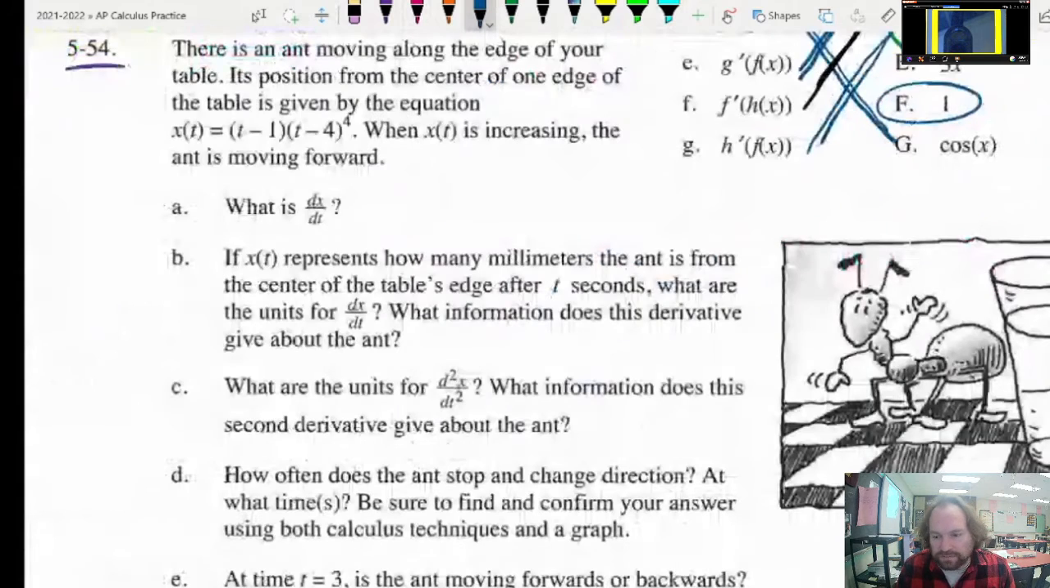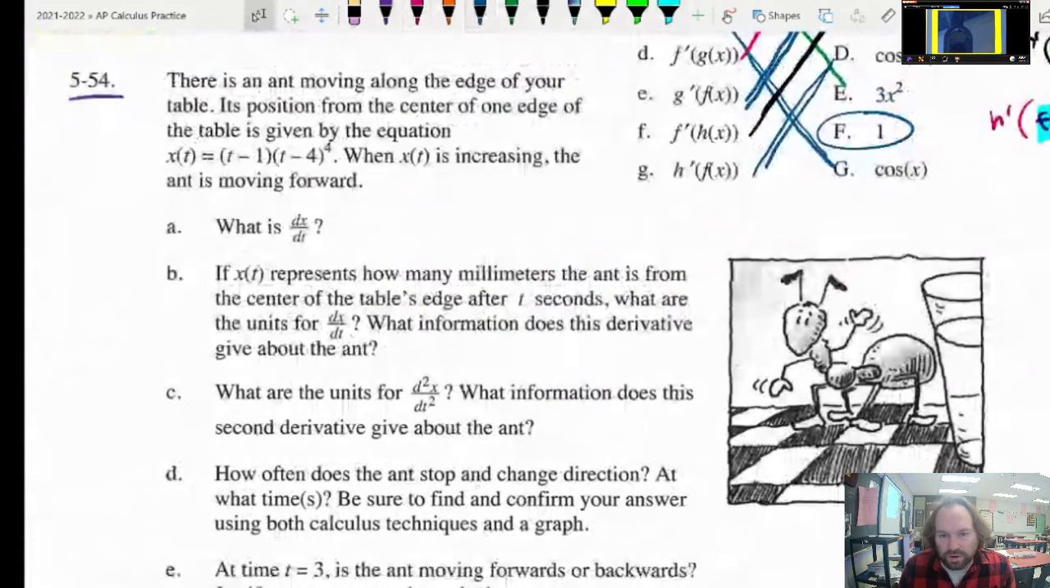Okay, 554, we got ourselves one of these walking bug problems. We have an ant moving along the edge of the table. Its position from the center of one edge is given by the function x of t. When x of t is increasing, the ant is moving forward. What is dx dt right away?